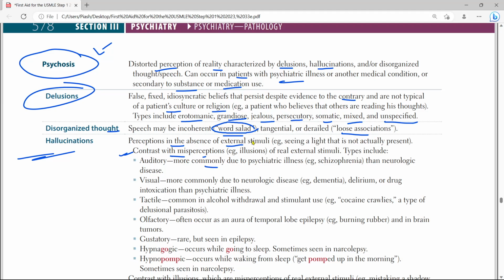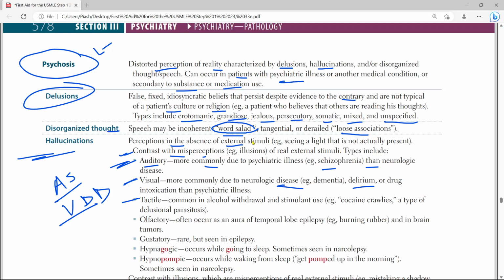Auditory hallucination is more commonly due to psychiatric illness than neurologic disease. Auditory hallucination usually happens in schizophrenia. Visual hallucination usually happens in neurologic disease, dementia, delirium, and drug intoxication rather than psychiatric illness. So auditory for schizophrenia, visual for dementia, visual for delirium.